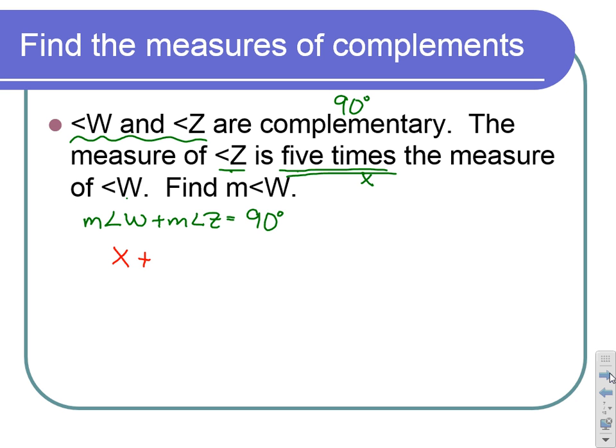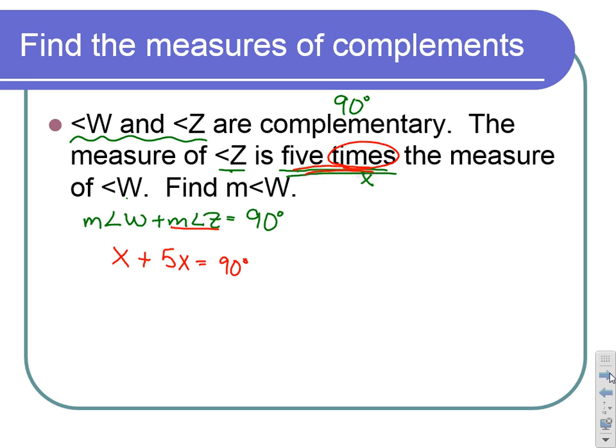And then I know I'm going to add on the measure of angle Z, but angle Z is said to be 5 times the measure of angle W. So I'm actually going to add 5x. Okay, 5 times, so I know I'm multiplying. If Z needed to be 5 more than, that's when you would add. So a dead giveaway when it's multiplication, times. All right, so then that's equal to 90.